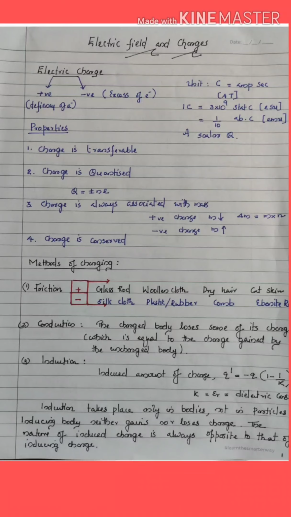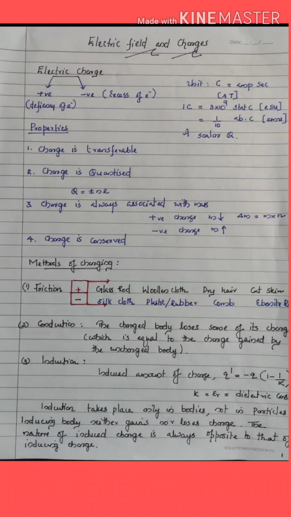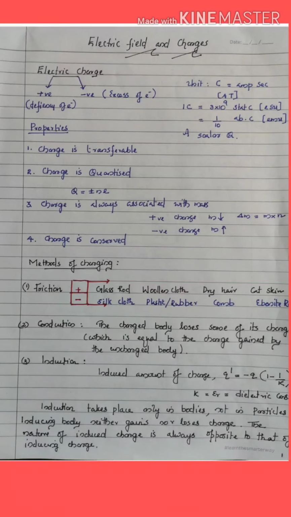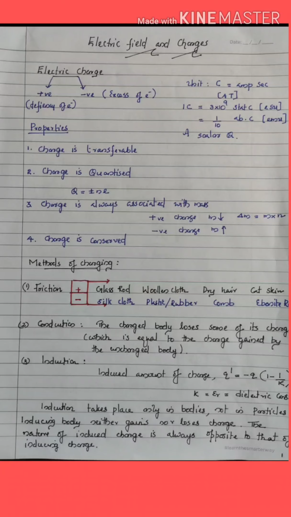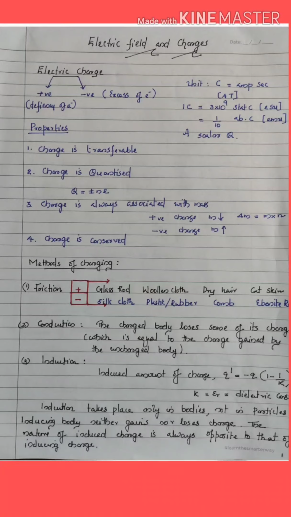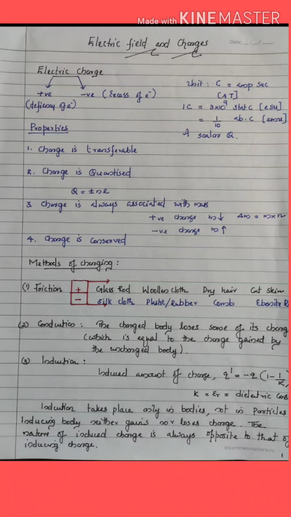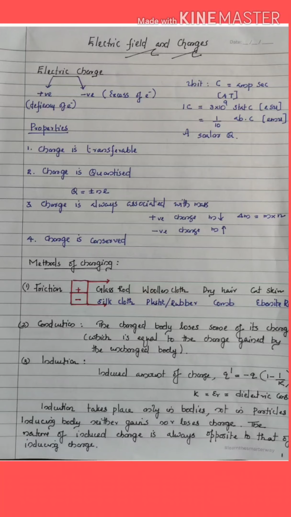And keep in mind that some important properties of charges: they are transferable from one body to another. And keep in mind, it is quantized in structure, meaning at a particular body, the total charge is an integral multiple of the basic unit of charge, the charge of electron, with a value of 1.6 into 10 raised to minus 19 coulomb.